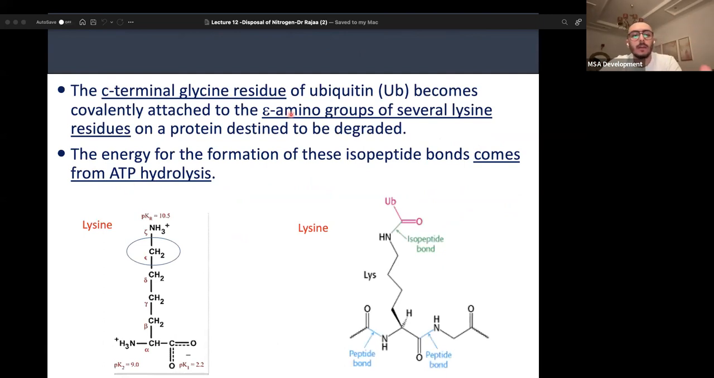C terminal of the glycine will become covalently attached to the epsilon. This is the Greek letter that is read as epsilon, amino groups of lysine, and this is how you know, or how your body knows that this protein or this amino acid is destined to be degraded.